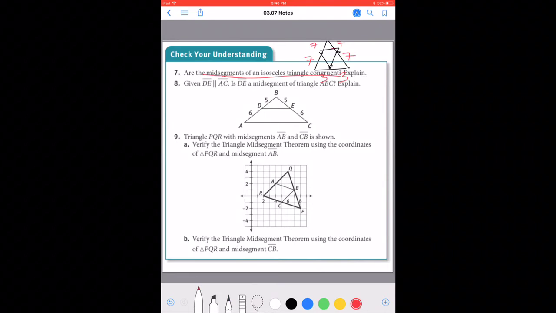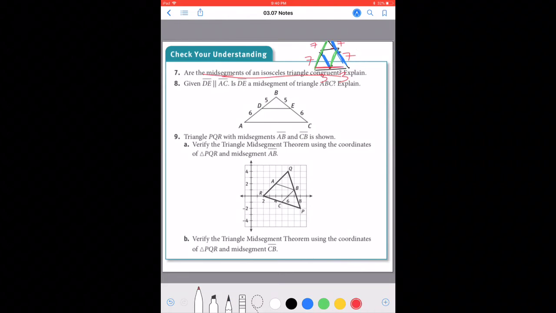When we find our distances of our mid-segment, remember we said that this mid-segment would be half of this. This mid-segment would be half of this.